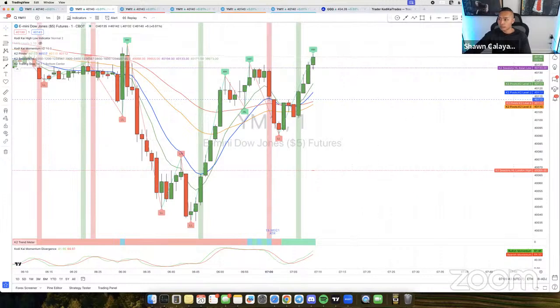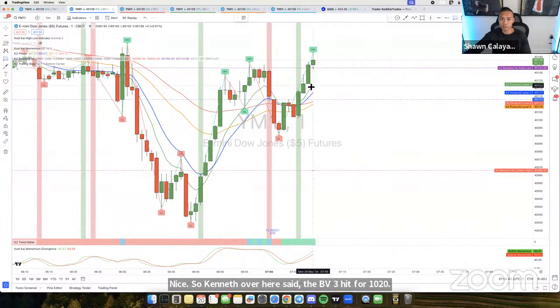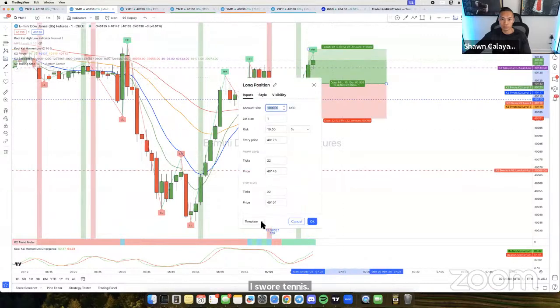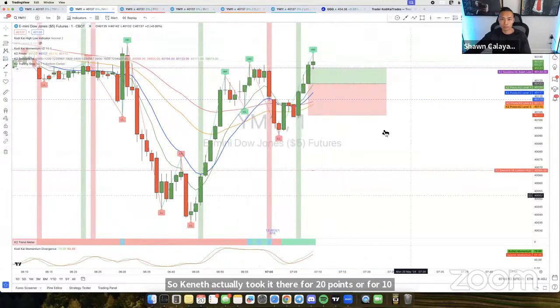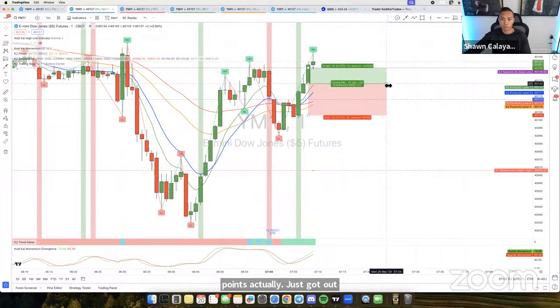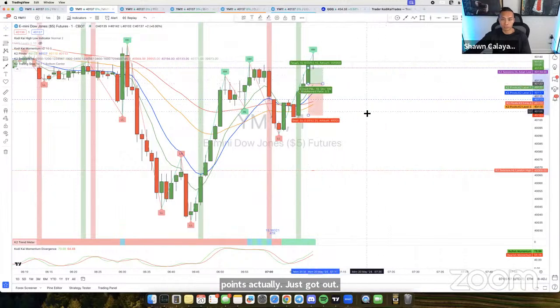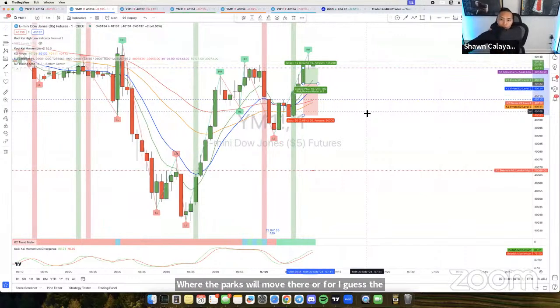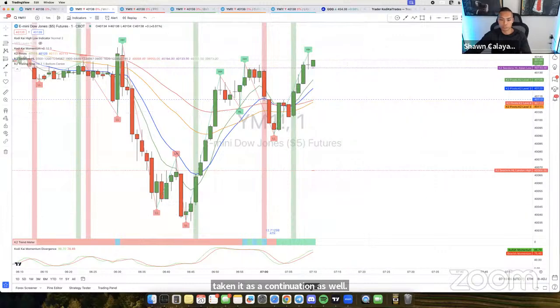Nice. So Kenneth over here said the BB3 hit for 10, 20. Nice work, Kenneth. So Kenneth actually took it there for 10 points, actually. He just got out with a partial move there, or for the, I guess, regular breakout V3 continuation. You could have taken it as a continuation as well. The only problem is that it would have ended right here at the sessions, but nice work, Kenneth, on catching that.